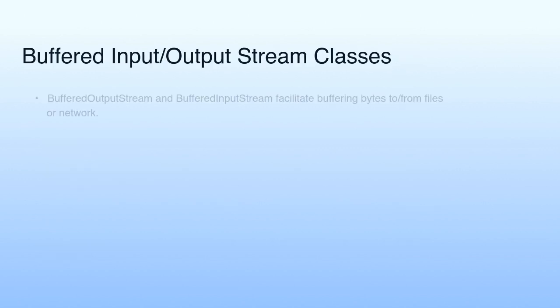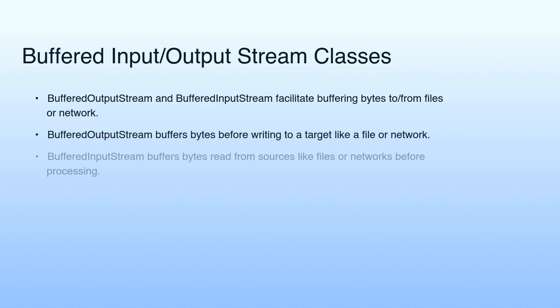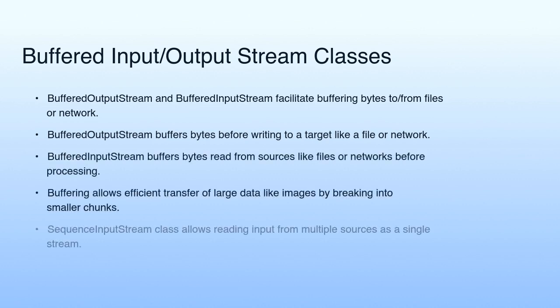The BufferedOutputStream and BufferedInputStream classes facilitate buffering bytes to and from files or networks, respectively. BufferedOutputStream buffers bytes before writing to a target like a file or network, while BufferedInputStream buffers bytes read from sources like files or networks before processing. Buffering allows for efficient transfer of large data, such as images, by breaking it into smaller chunks.